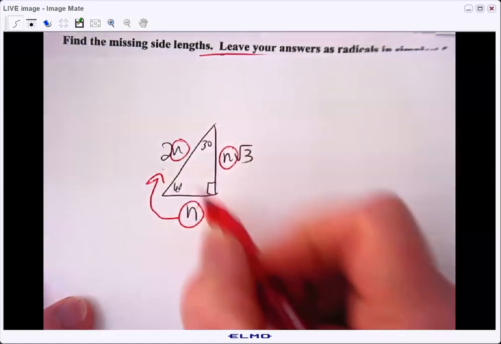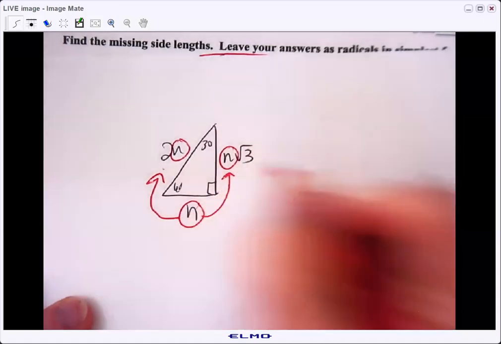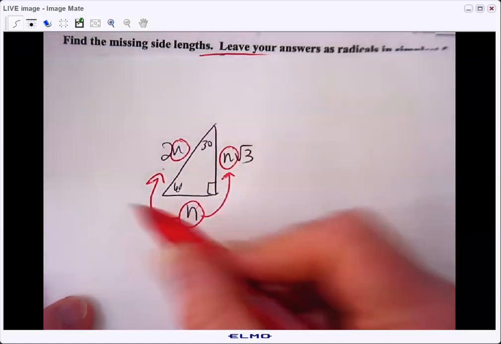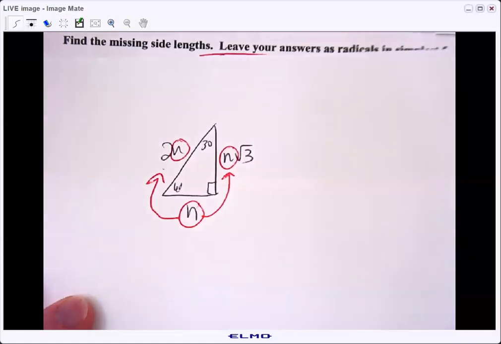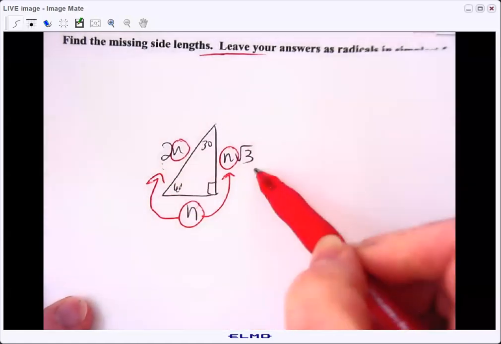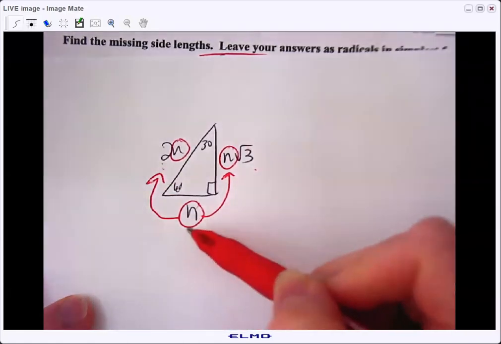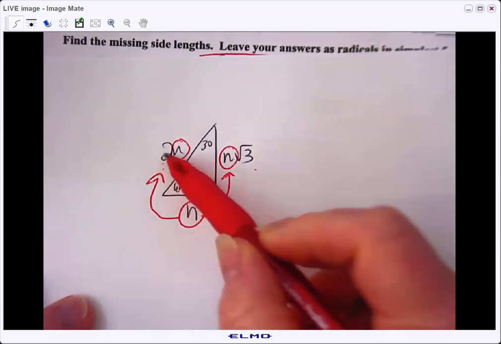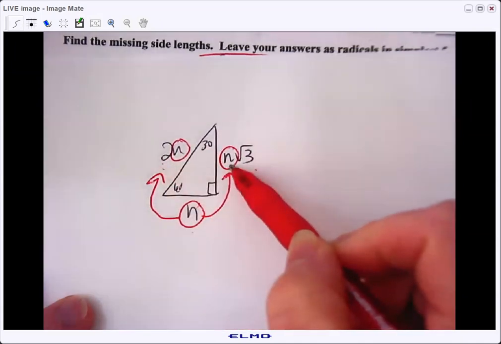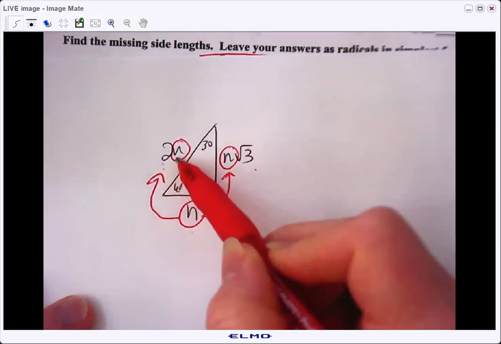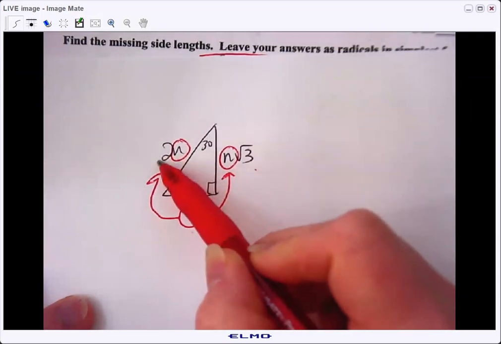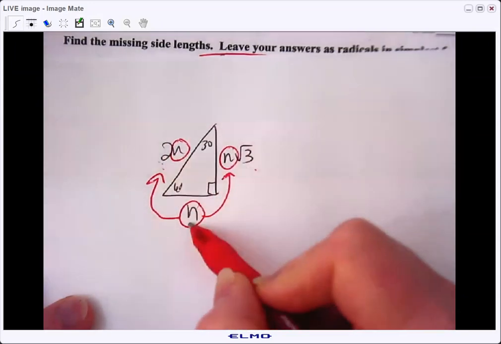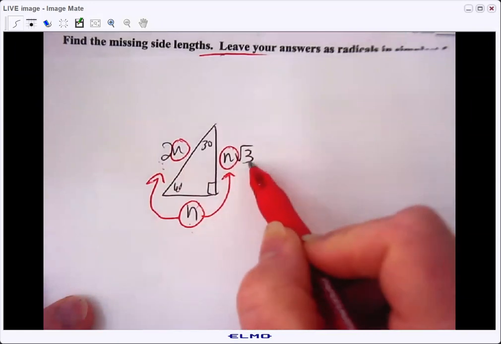Just like in the last one, I had n and n root 2. These are both actions that I have to do. So whatever number this is, they all have in common. All I need to do is write it here and multiply by 2. That same n, all I have to do is write it here and put a root 3 next to it and simplify.